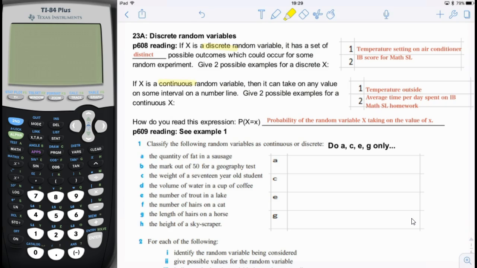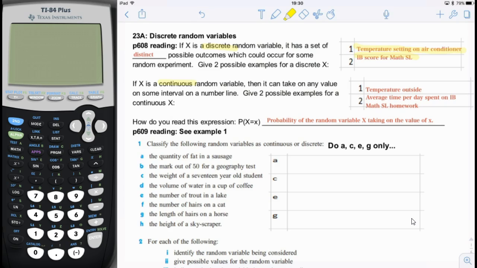The discrete random variable is a number that can take on whole number values. Two examples I'm giving here: the temperature setting on an air conditioner unit. If you go around EAC, you might see some air conditioners set on 25, some on 24, some on 23, 22, maybe some set on 17, but it's always set on a whole number value. Okay? What else? IB score for MathSL between 1 and 7, whole numbers between 1 and 7. Cannot be 1.5, for example.